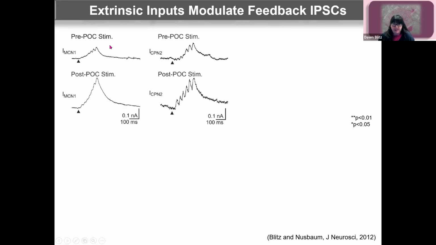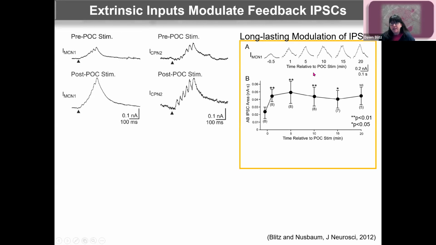So again, if we look at the synaptic currents, this is just one cycle of AB activity. You can see these really pretty IPSCs from individual AB action potentials that summate. But the point here is that prior to POC stimulation, in either MCN1 or CPN2, the feedback is relatively weak, but the synaptic currents are enhanced after the POC stimulation. And this is a long-lasting effect.